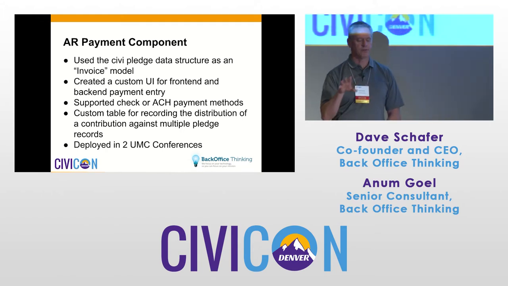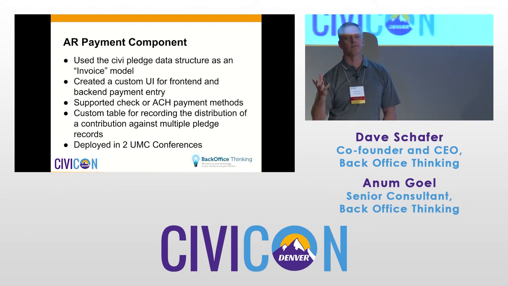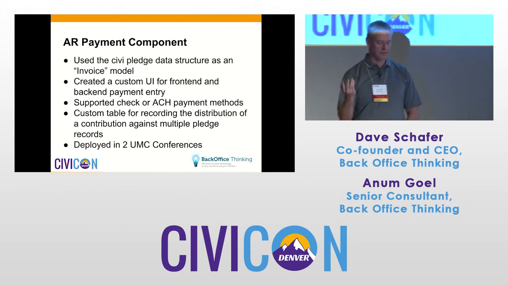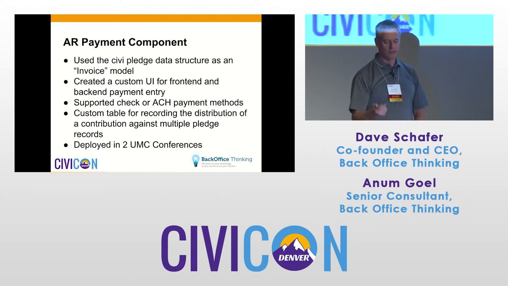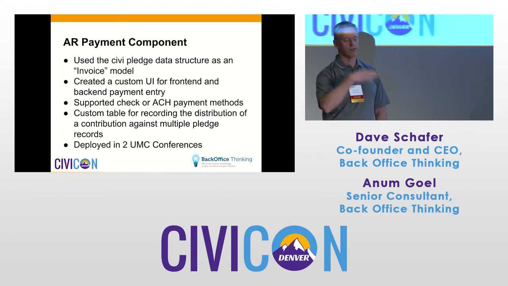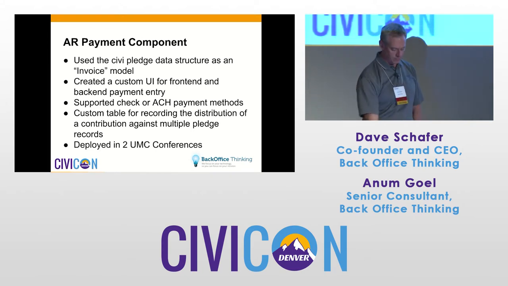The basic arrangement of this was that we built a custom table that was part of our component, and that was what we used to store the information that kept track of what financial transaction paid for what part of the pledge and what contribution it was associated with. We simply called it the AR distribution table. And it's currently still in use with one of the conferences that we developed it for. We have one conference that recently went away; they changed their whole platform.